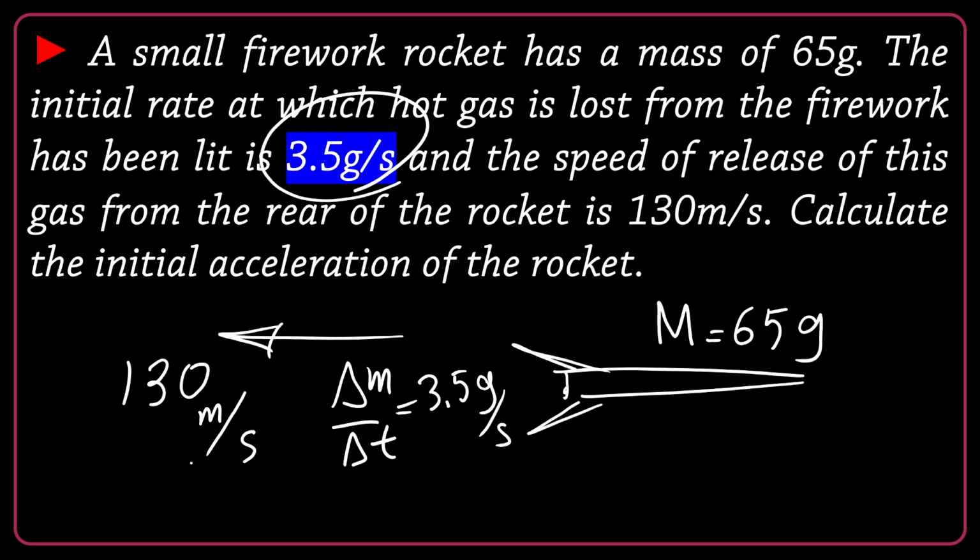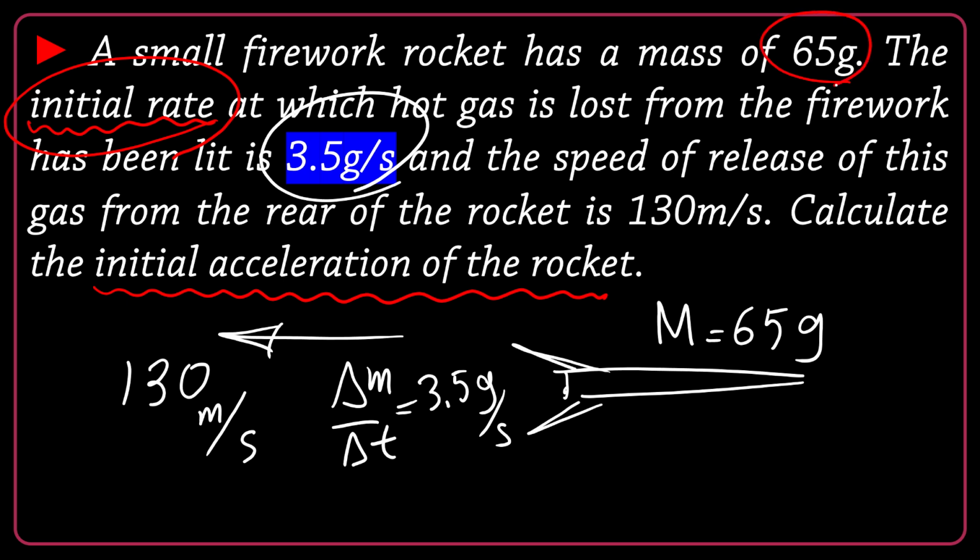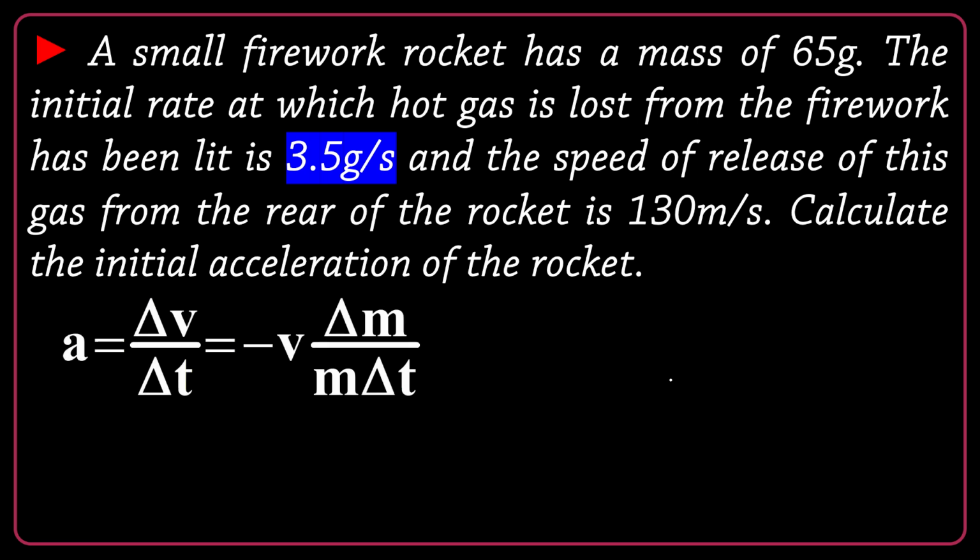Why do they say initial acceleration of the rocket? I can show you something. This is the initial rate. The rate of the gas, because of technical problems or complications, whatever, may change. So the initial acceleration of the rocket is based on the initial rate of the gas and the initial mass of the rocket. Because there is still a very important problem. We have the initial mass of the rocket, 65 grams, but as the rocket is losing mass, the total mass of the rocket also will change. So we can just calculate the initial acceleration.